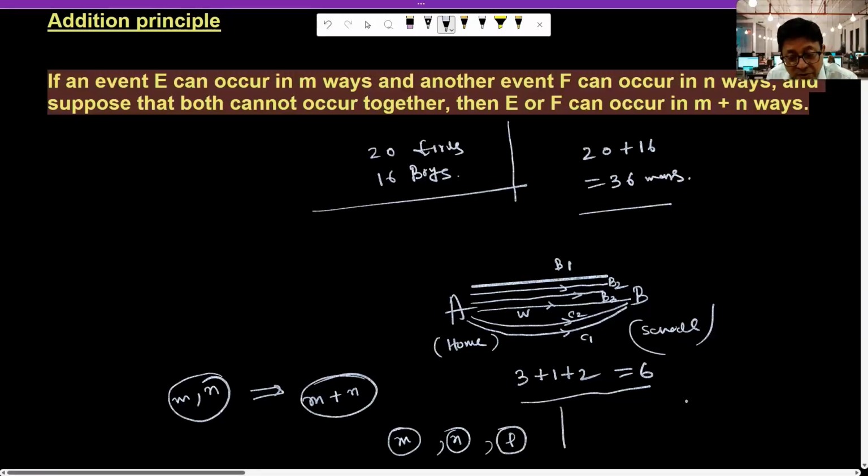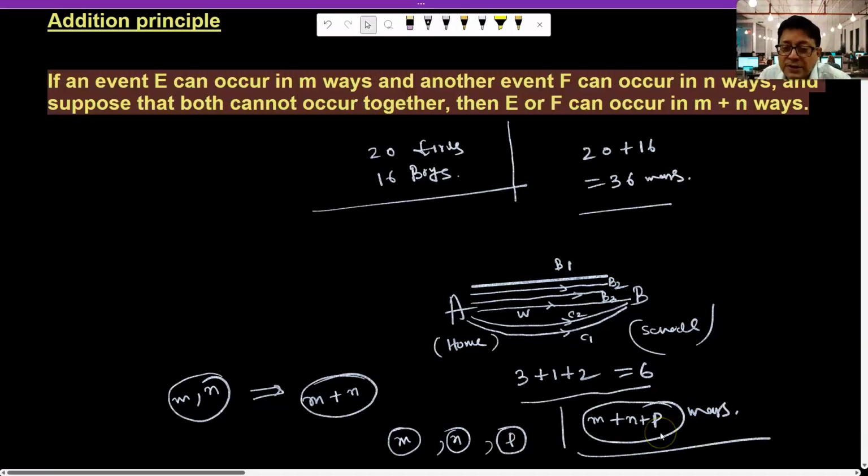Then either first or second or third can be done in m plus n plus p ways. This is the fundamental principle of counting and addition. You can extend it for any number of cases.